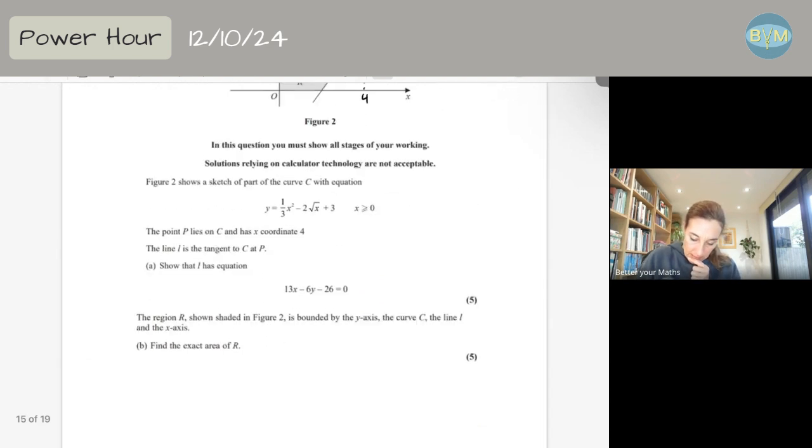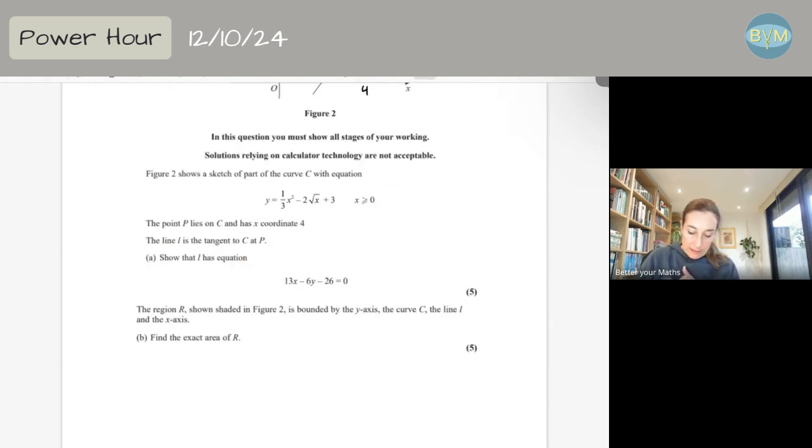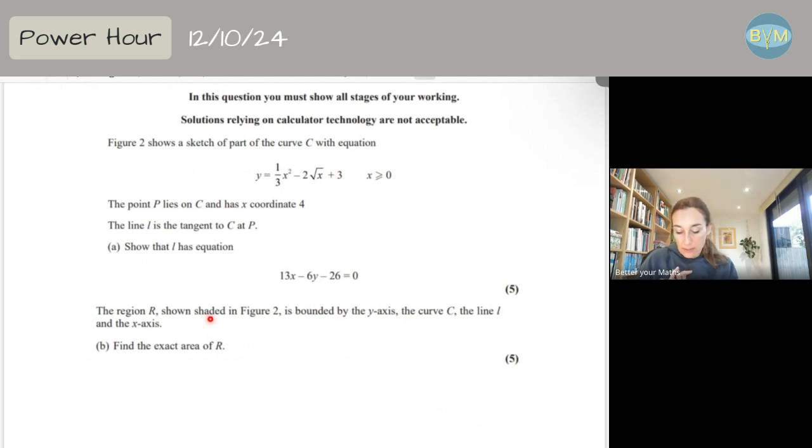Then once we have found the line, they say the region R shown shaded is bounded by the y-axis, the curve, the line, and the x-axis. Find the exact area of R.